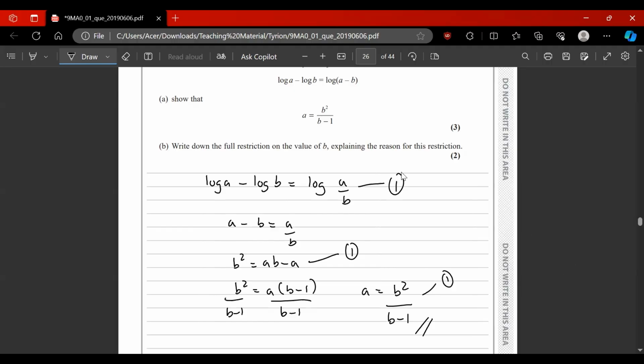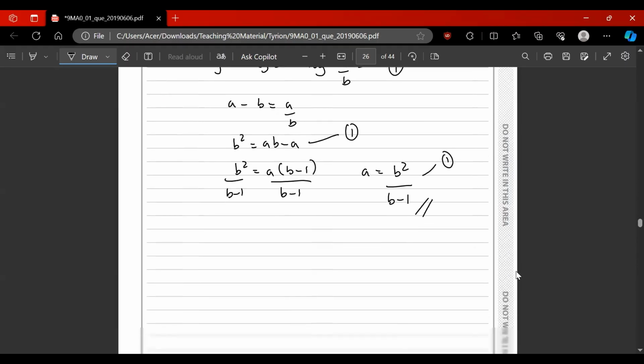Right. So here you can see if b becomes 1, then our denominator becomes 0. And we know that if we divide anything by 0, it becomes infinite or undefined. Therefore, we would say one of the restrictions is b is not equal to 1, right? Since b² over b minus 1 is not defined for b equals 1. Now that's one restriction.